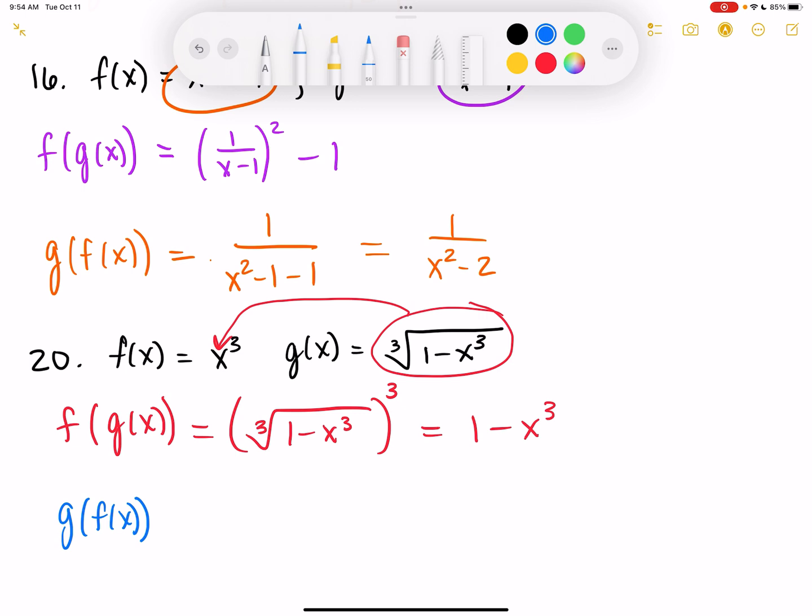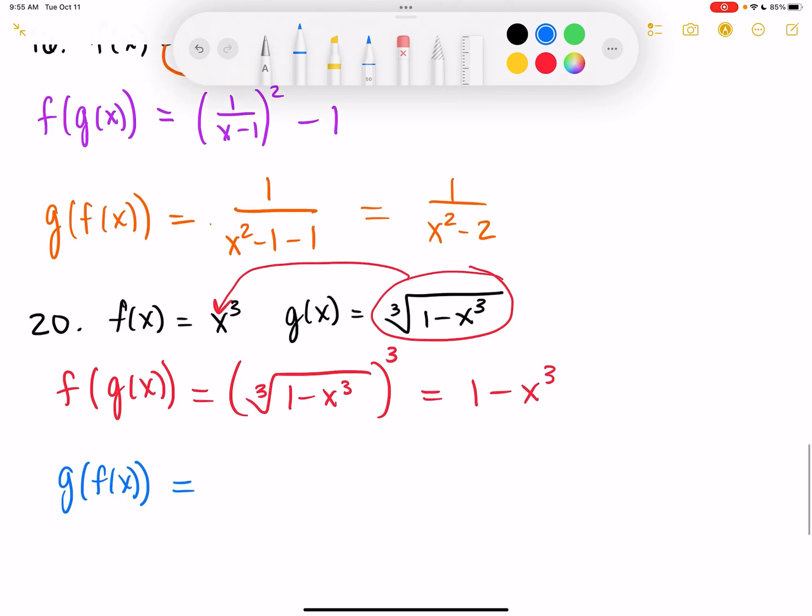On this one? Is that what you're asking? Yes, the cube root and the cube are going to offset each other. I thought you were talking about the next one. No, slow down. Okay, so now we're just doing the opposite.